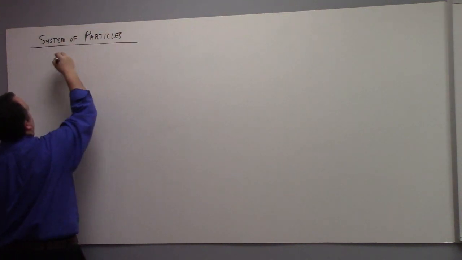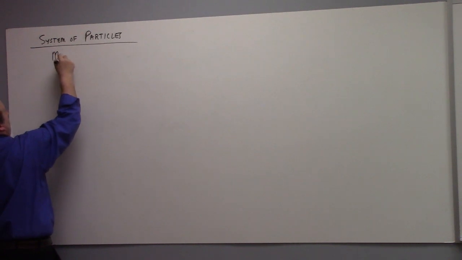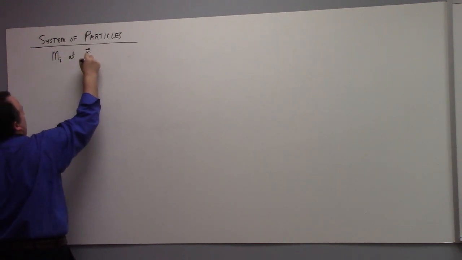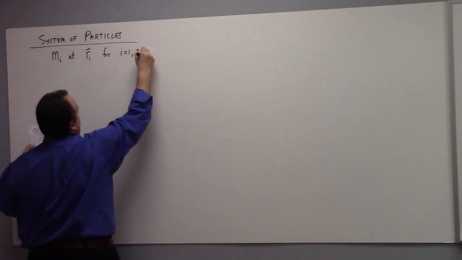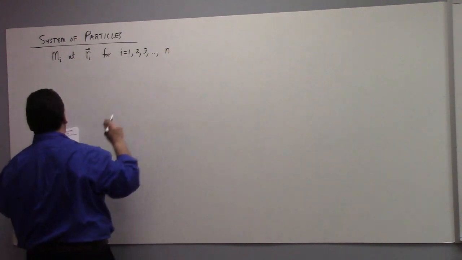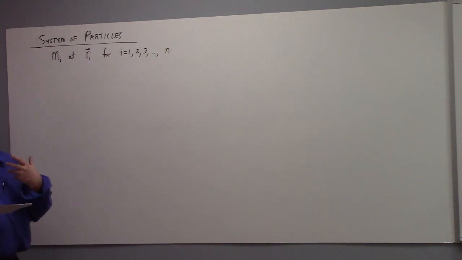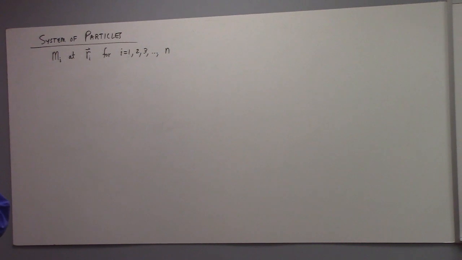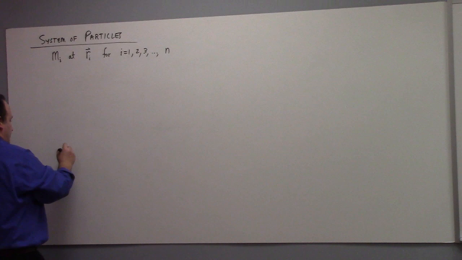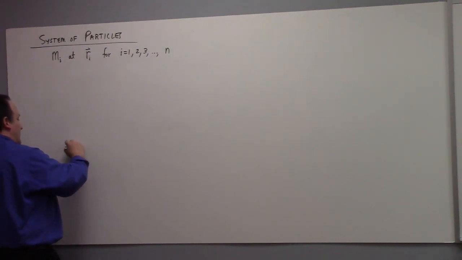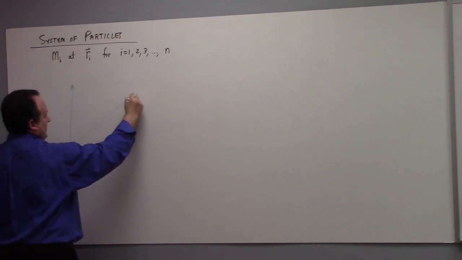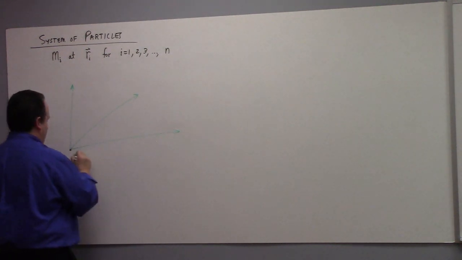So we're going to put m sub i at r sub i, for i equals 1, 2, 3, all the way out to n. I'm saying that these are the positions of the masses with respect to some fixed inertial frame of reference. Here's a picture of it. Here's my origin. Let me draw some position vectors with my ghostly green marker. Here, here, here.